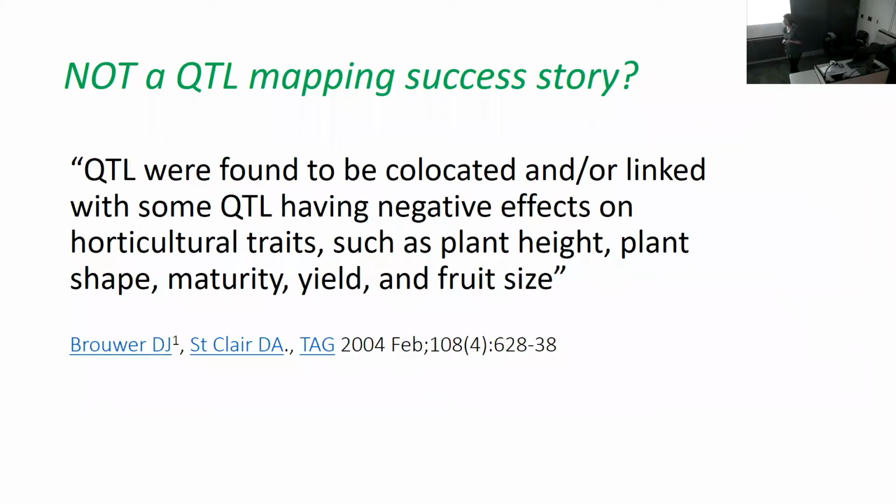But what we saw when screening this material was that we just didn't have anything we could work with in plant breeding. QTL were all co-located, with some QTL having a negative effect on the germplasm, such as plant height, shape, maturity, yield, and fruit size. None of these QTLs were usable in the plant breeding sense. And it was published, which is good. I mean, it's good to have negative results as well. But in terms of being productive for breeding, it had very limited, no use. And that was the end of the project.